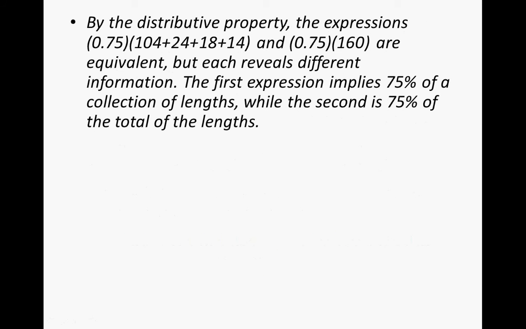By the distributive property, the expression 75% times the quantity of 104 plus 24 plus 18 plus 14 and 75% times 160 are equivalent, but each reveals different information. The first expression implies 75% of a collection of lengths, while the second is 75% of the total of the lengths.